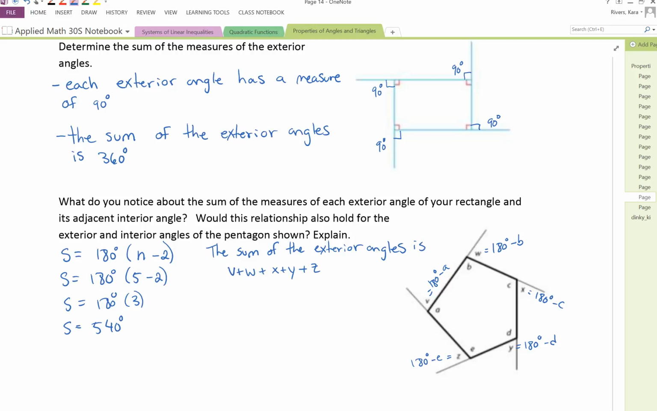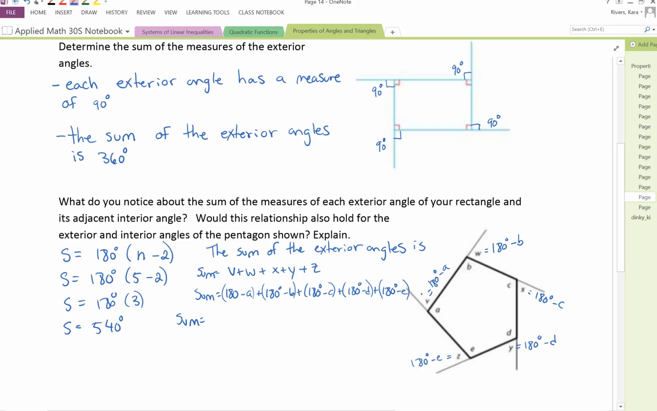Now I'm going to substitute, instead of having V, I'm going to put 180 minus A. Instead of W, I'm going to have 180 minus B. And I'm going to substitute that in and see where we're going with this. Let's collect all the like terms. So if I have my sum here, I've got 180, right? Add all those 180s up, and then add up all the letters.